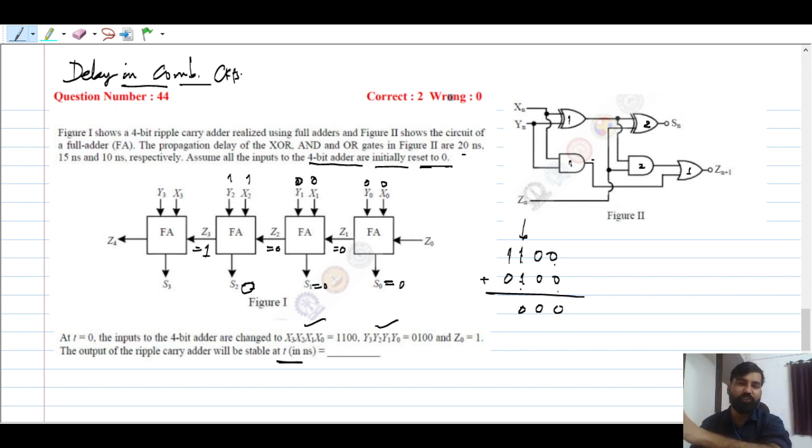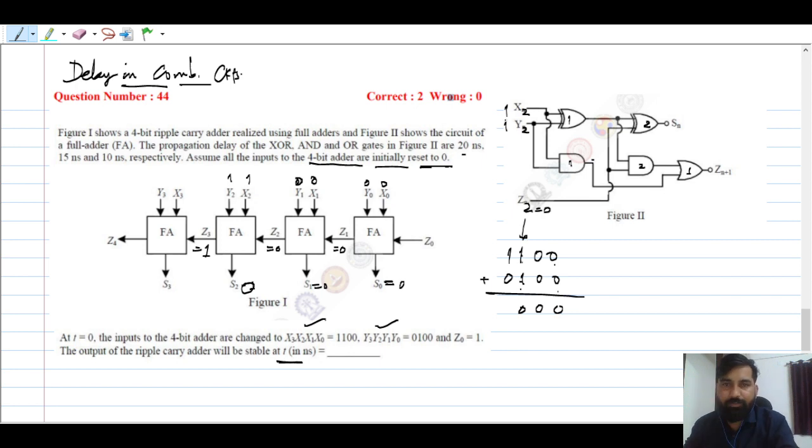We don't have to check for 0 0 and 0 0. You can say we don't have to check for y0 and x0, and we don't have to check for y1 and x1. We have to start checking by applying inputs in the given socket of the full adder. So you just apply here: this is going to be x2, this is y2, and this is Z2. So this is 1 1, and this is 0. Your Z2 is 0, right?